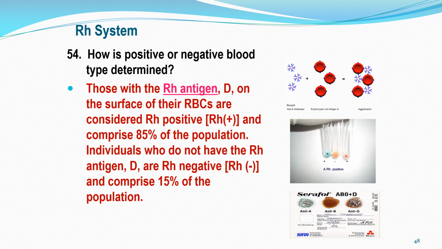Individuals who do not have that Rh antigen D are Rh negative. So if they do have it, they're positive. If they don't have it, they're negative, right? And they comprise about 15% of the population. So most people are going to be Rh positive, which means they do have that D antigen on their red cells.